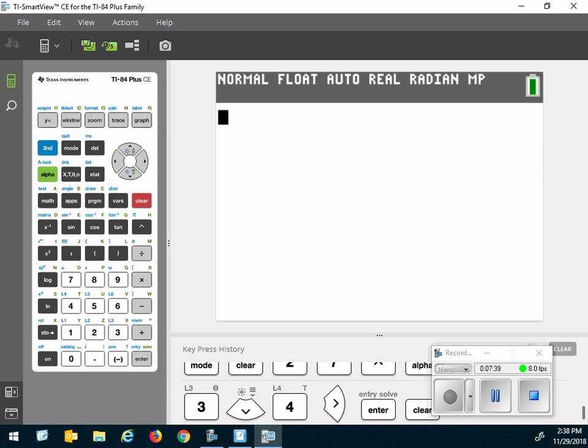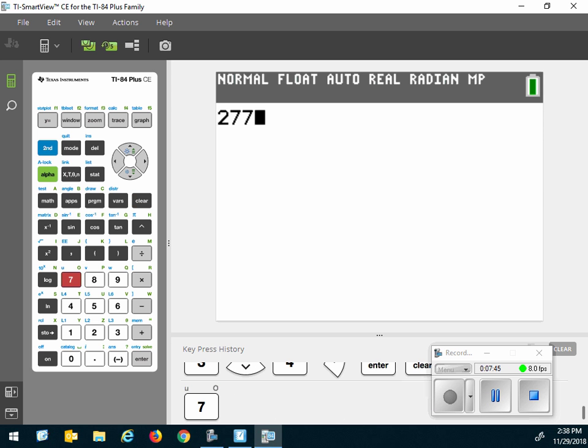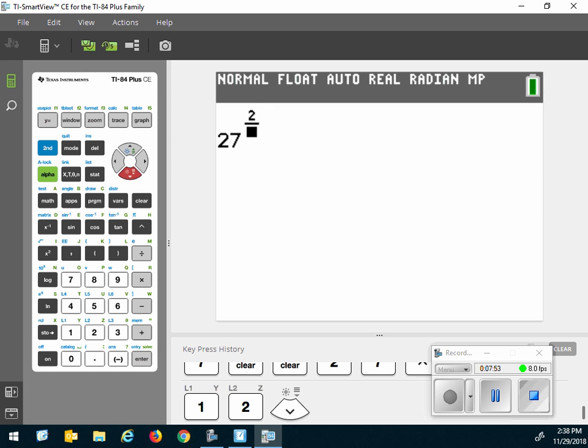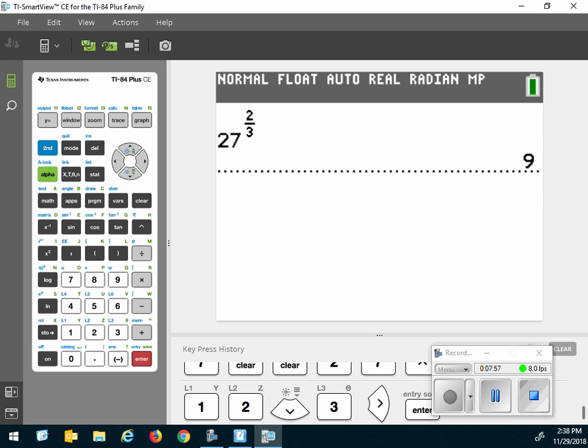Oh, I did 20. I was doing 27 to the 2/3. All right, Senate's having a lot of trouble today. How about we do 27 to the 2/3? 27 to the 2/3. Is that better? Finally did something right.